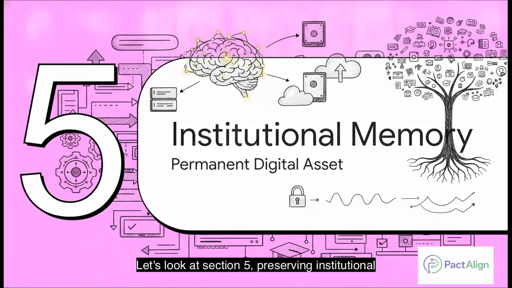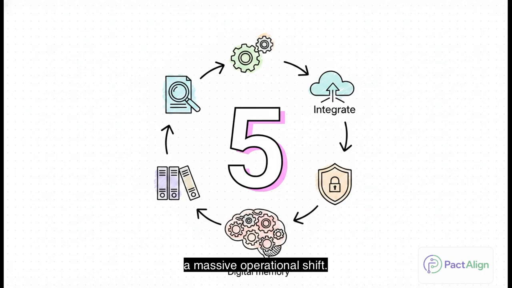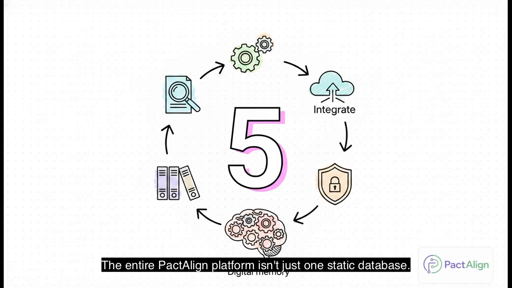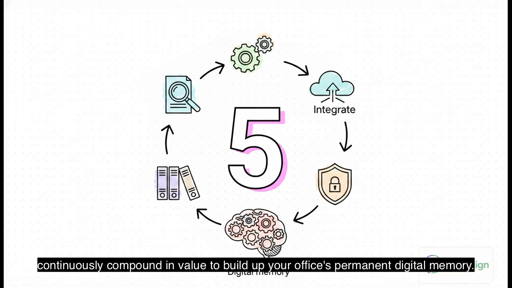Let's look at Section 5, Preserving Institutional Memory and Creating a Permanent Digital Asset. Take a good look at this number, 5. I really want you to focus on this because it represents a massive operational shift. The entire PactAlign platform isn't just one static database. It's anchored around 5 core daily tasks that continuously compound in value to build up your office's permanent digital memory.